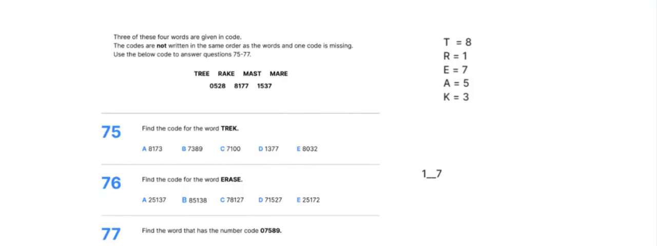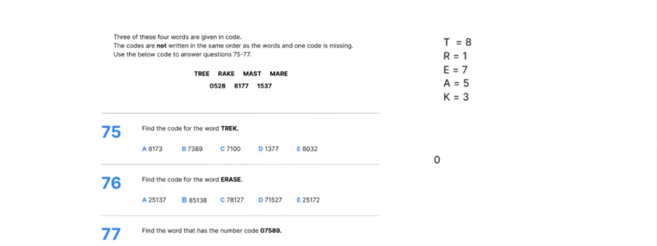Good. So now you can look at mare. You don't know what M is, so you leave that blank. You know that A is 5. You know that R is 1. And you know that E is 7. So would any of these be mare? No. Good. So you know that the final one is mast.